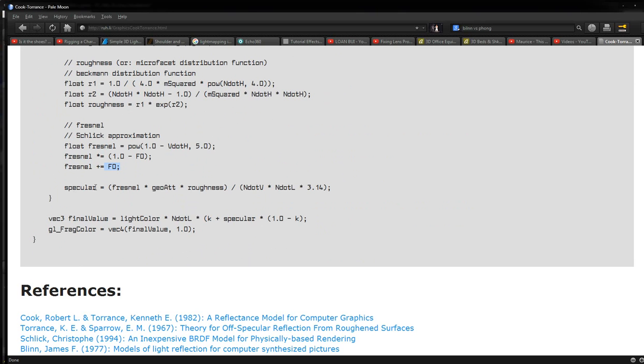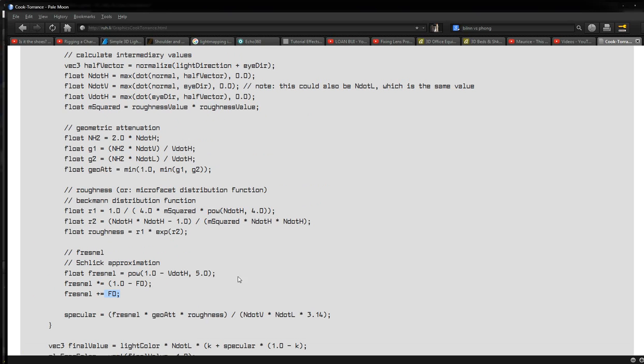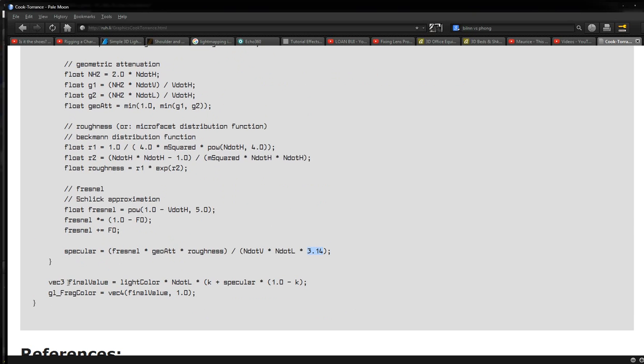And then we just create the specular variable, which is equal to the Fresnel times the geometric attenuation times the roughness, which is F times D times G. F times G times D. And we have divided by n dot v times n dot l. And in this one, they put in a pi. I'm not going to be putting in a pi. And then we do our final value, which is the light color, n dot l. And we're going to have specular, and then we're going to have these K values.